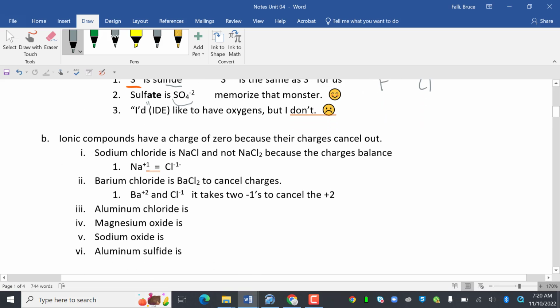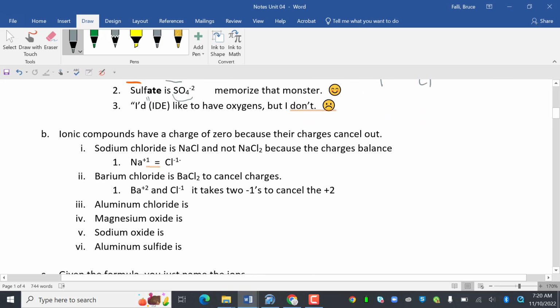Ionic compounds have a charge of 0 because their charges cancel out. Sodium chloride, mentioned a minute ago, is NaCl and not NaCl2 because the charge is balanced. Those charges balance, +1, -1 equals 0, and that's what we're looking for.